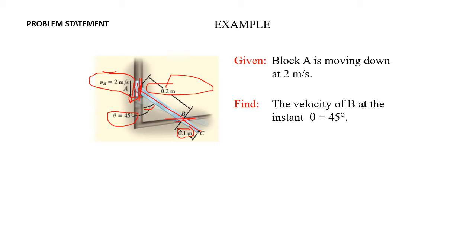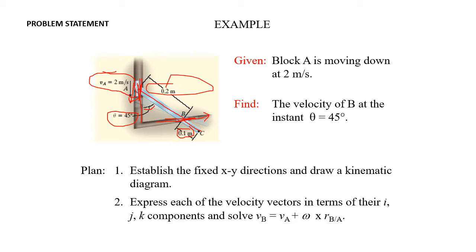So the first thing I'd like to do is move this diagram by hand. If A is going down, that means when A goes down, B is going to slide this way along the track. So for my plan of attack, two parts here. The first part, I'm going to establish a fixed XY coordinate system and draw a kinematic diagram. Then I'm going to express each of the velocity vectors in terms of their I, J, and K components, and then solve for V sub B equal to V sub A plus omega crossed with R of B relative to A.